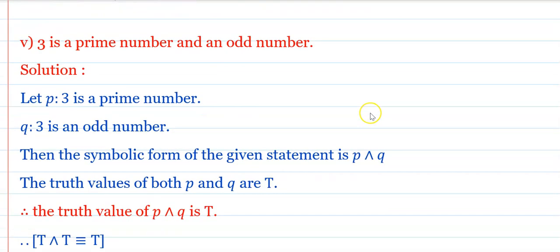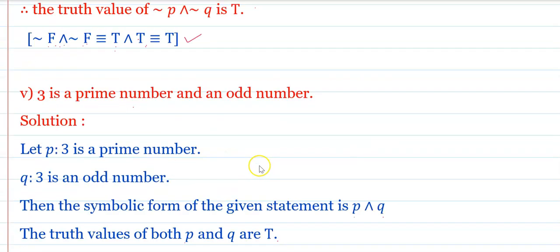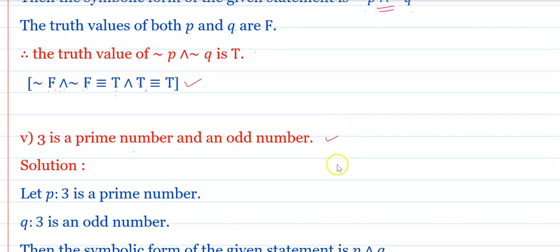Okay, now the next question. 3 is a prime number and an odd number. Yes, 3 is a prime number. P is 3 is a prime number. Q, 3 is an odd number. Then the symbolic form is, since it is 'and', P and Q. The truth value of P is T and the truth value of Q is T. Therefore T and T is T. Therefore the truth value of this statement is true.